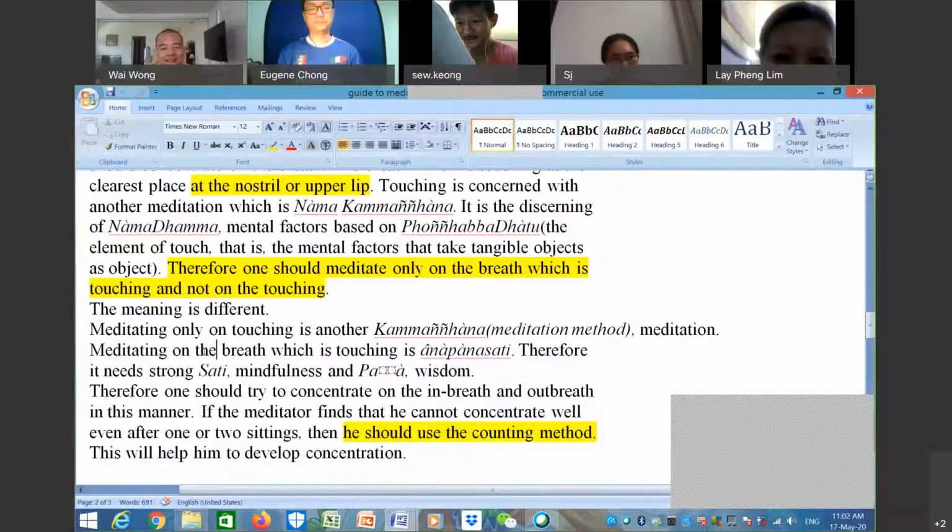If the meditator finds that he cannot concentrate well even after one or two sittings, then he should use the counting method. This will help him to develop concentration.